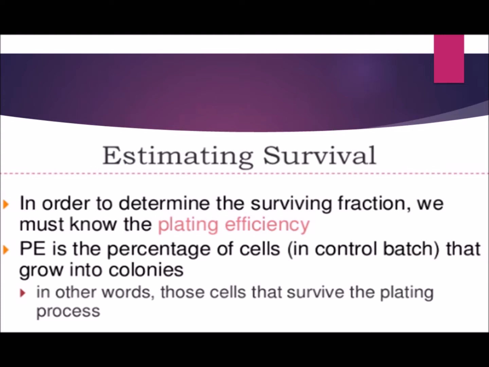Estimating survival. In order to determine the surviving fraction, we must know the plating efficiency. PE is the percentage of cells in the control batch that grow into colonies. In other words, those cells that survive the plating process.